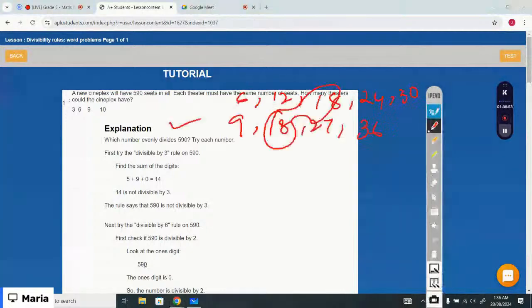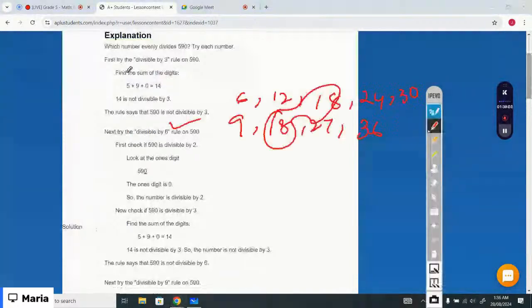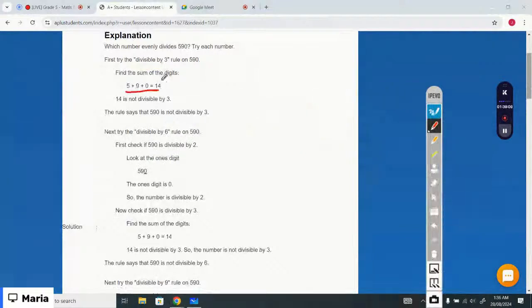590 is divisible completely by the number that is the answer to this question. The first number is 3, so let's apply the divisibility rule for 3. You need to add up all the digits. The sum is 14, but 14 is not divisible by 3, so that means the number is not divisible by 3. Now the divisibility rule for 6, because the second number is 6. The number is not divisible by 3, that means the number is not divisible by 6.